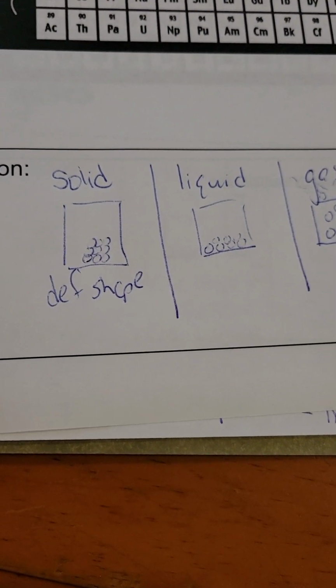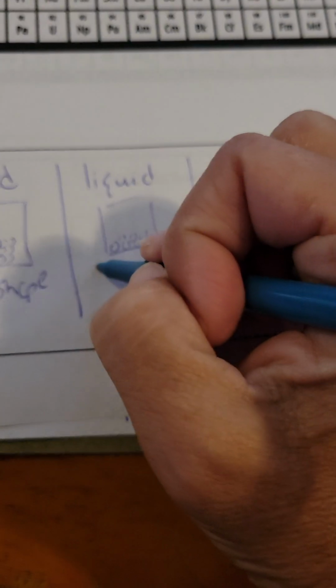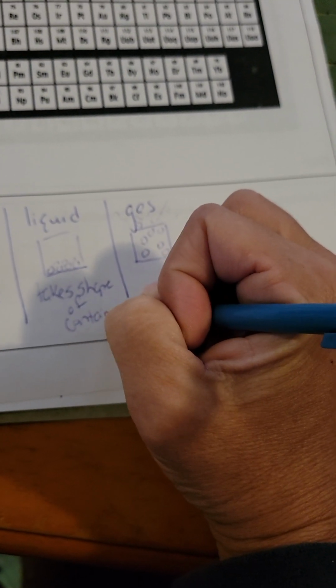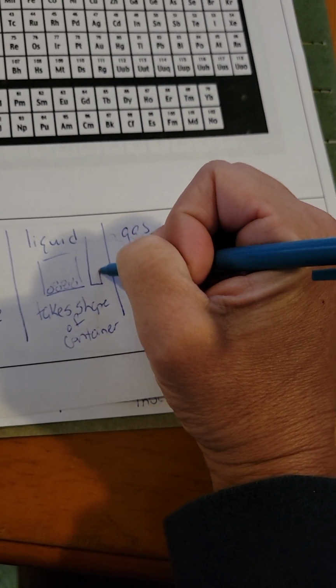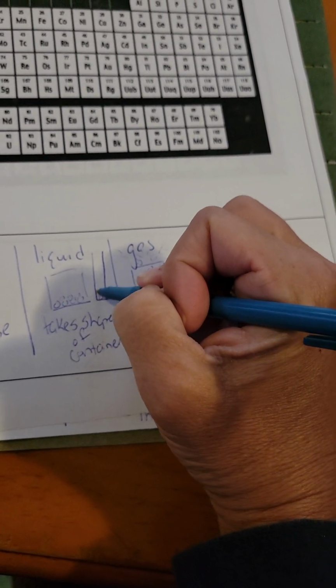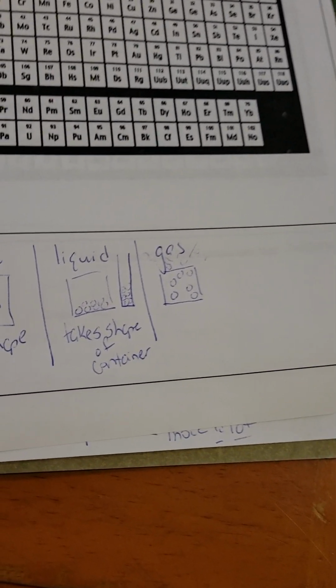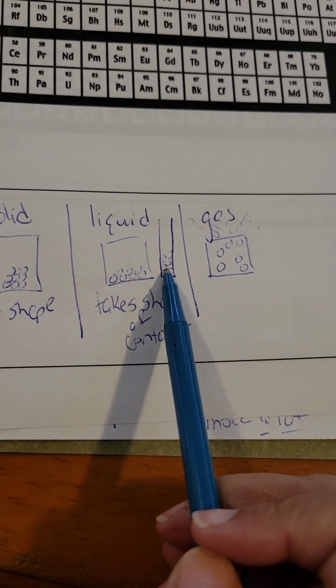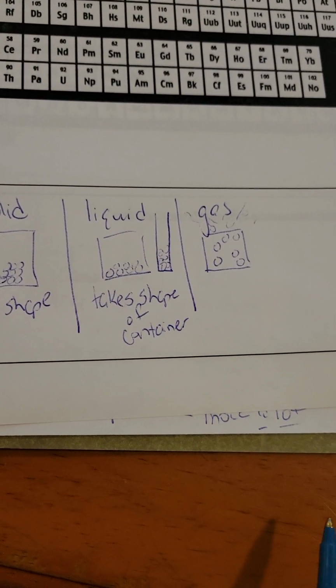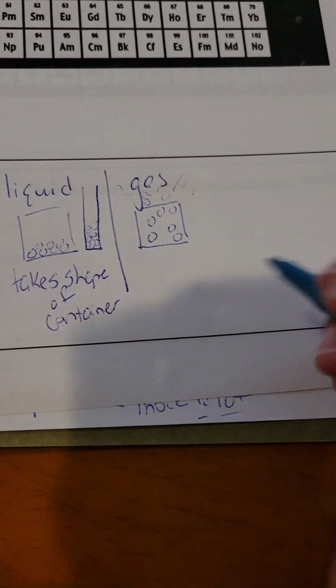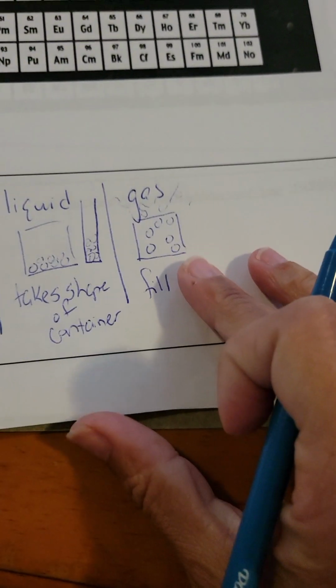A solid, then, we say, has a definite shape. Imagine a cube or a rock or something like that. Whereas a liquid takes the shape of its container. If I took the same liquid and poured it into a really tall column, it's still going to be the same amount of liquid, but it's going to take the shape of its container. And then a gas is just going to fill whatever space we allow for it.